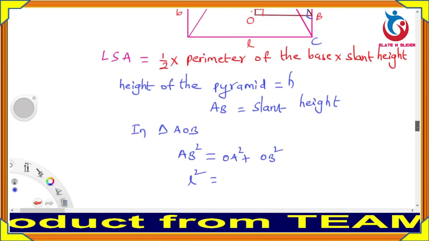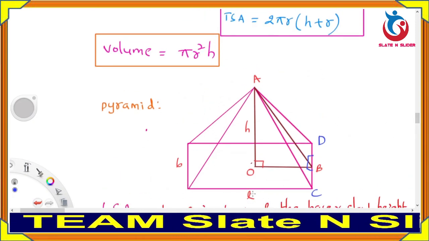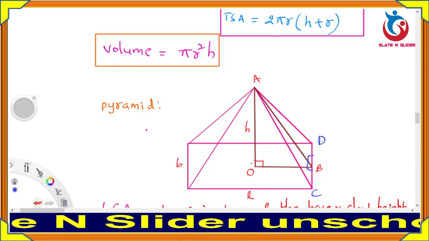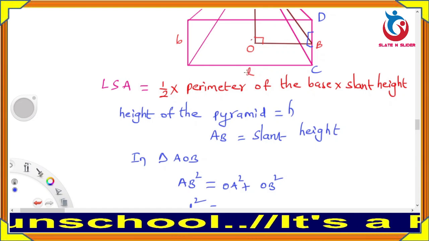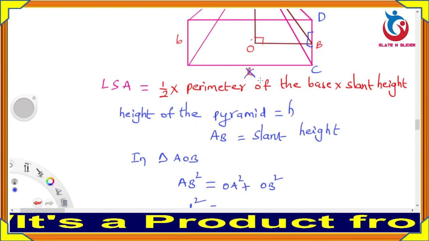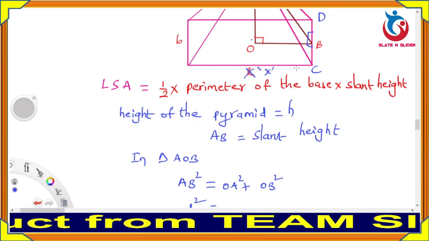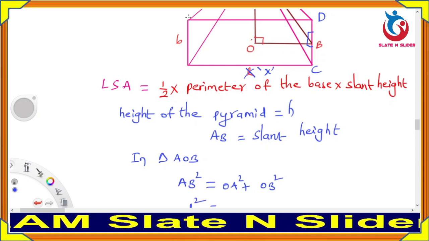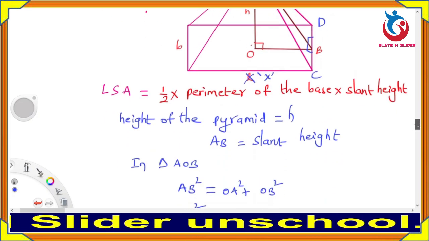So don't take L as length here. Actually here we have to change the name. This L and the slant height L are both different. So here, instead of L we can take another letter, no problem. Suppose in the place of L we take X. X is the length of the base and B is the breadth of the base, and slant height means L.